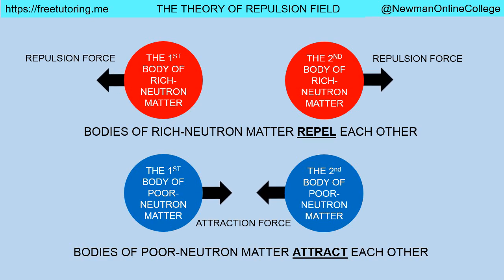The reverse also holds true. Repulsion field does not interact with bodies of poor neutron matter. No instrument nor laboratory apparatus that is made of poor neutron matter can measure any property of rich neutron matter, even the mass of rich neutron matter bodies.